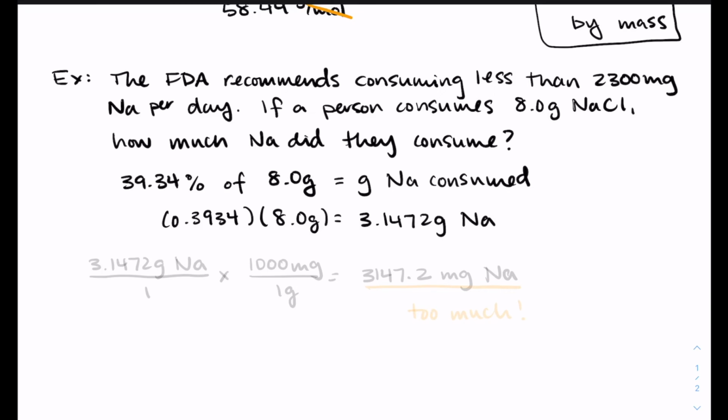Now, the recommendation is given in milligrams, so you have two options here. You could convert your grams of sodium to milligrams and compare, or you could convert the recommendation to grams and then compare those. I've converted the sodium to milligrams, but again, either would be fine. So 3.1472 grams of sodium, there are 1,000 milligrams in 1 gram. So after this conversion, that's 3,147 milligrams of sodium. That's way too much. We're at least at like 1.5 times the daily recommendation.